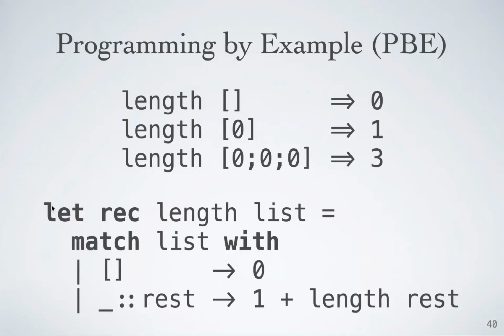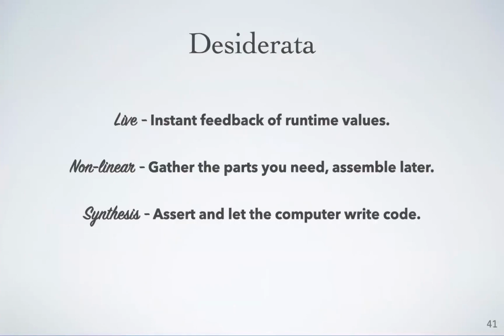Where it writes this code here where it says, hey, I have a list. If the list is empty, it has length 0. If the list is non-empty, it's 1 plus the length of the rest of the list. Right. So we want to have synthesis now that we have live values. There's something to assert on.